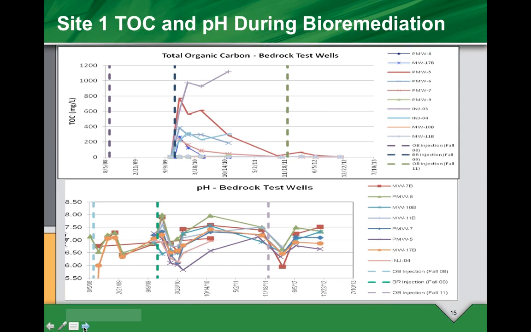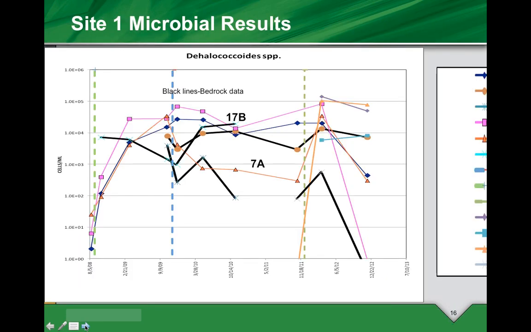You can see most all the results then maintain at about 7, until the timing of the next application, at which point pH declines and once again rebounds. So this is very favorable for biodegradation by Dehalococcoides. And you can see this happens at quite a number of wells. So in general, very favorable conditions throughout the flow field. So if we go to slide 16, I'll have some microbial results to show you.